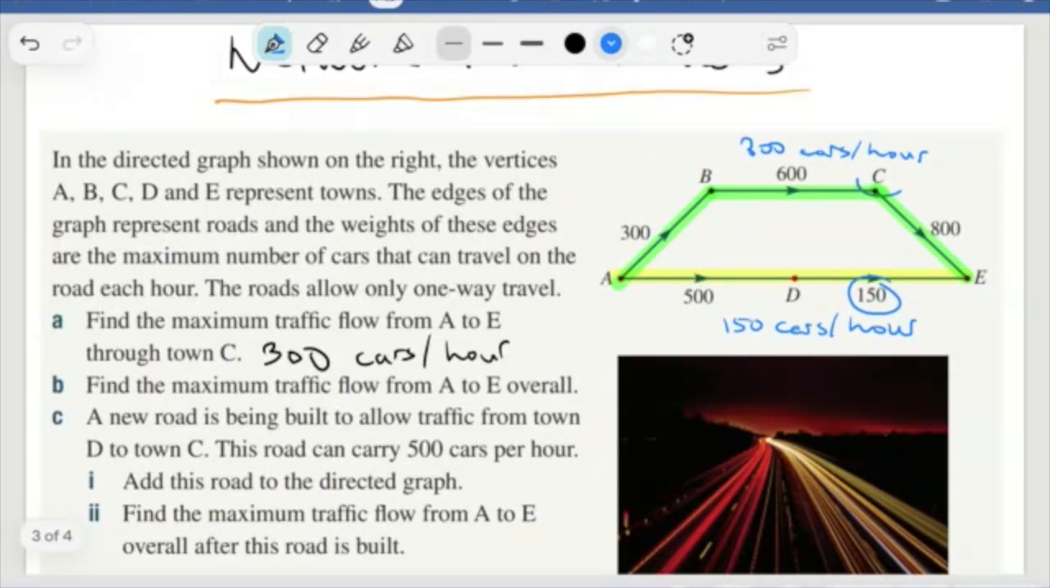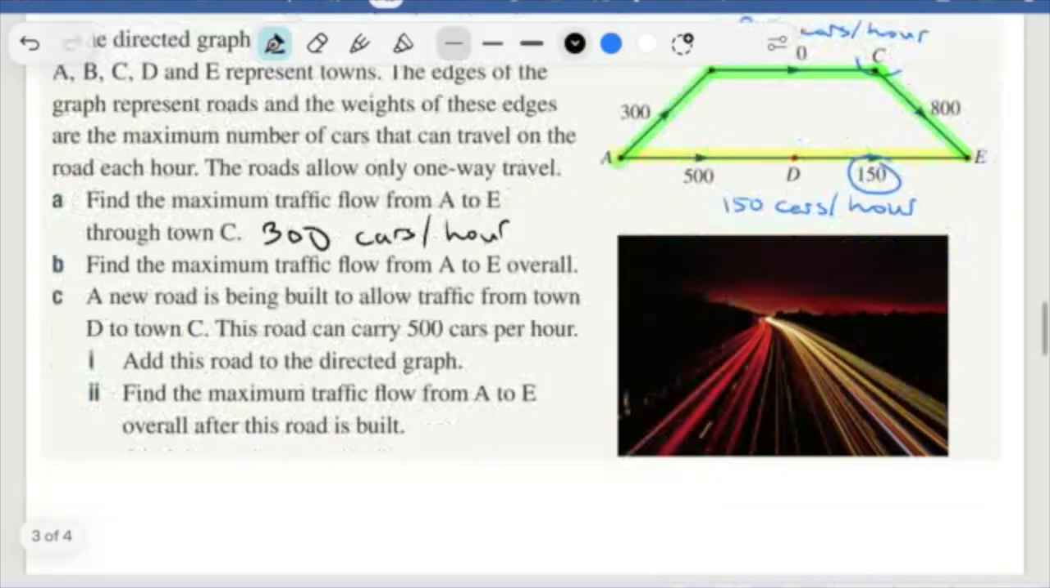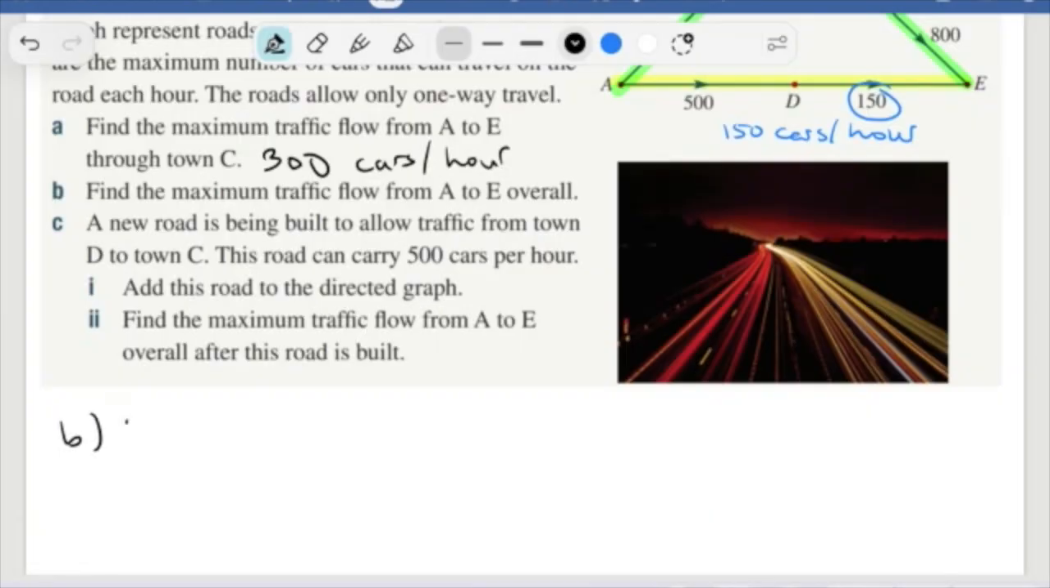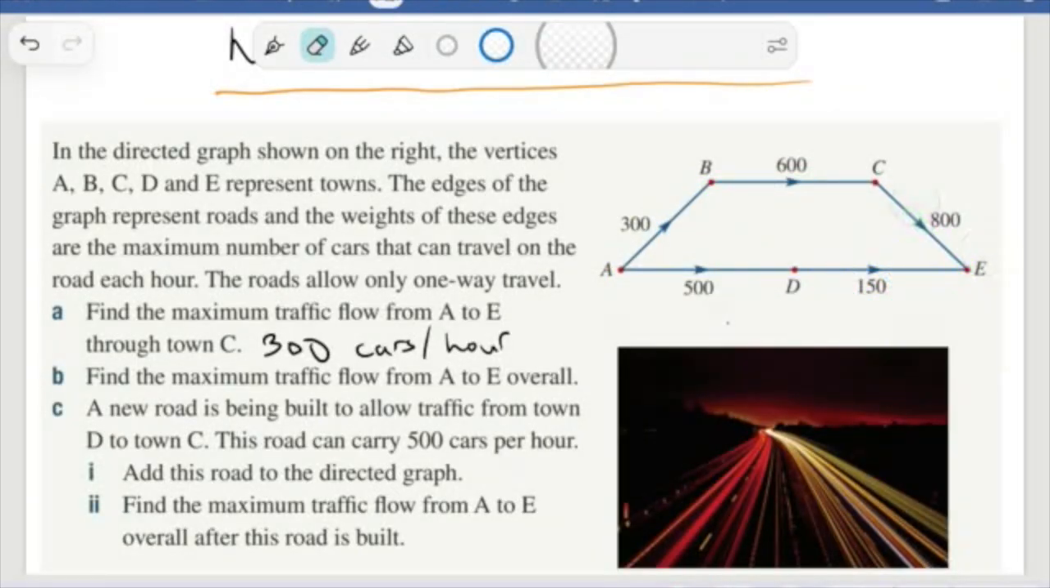Now, it's saying just the general maximum flow from A to E overall. So we take these two, we can get 300 cars per hour on the green route, we can get 150 cars per hour on the yellow route. So what we're going to say for part B is we have 300 plus 150, which gives you 450 cars per hour. This is how much can flow through the entire system. But we're still really just taking in the ideas that we discussed before. Now we just have a different route we can take, because the question hasn't specified where we have to go.